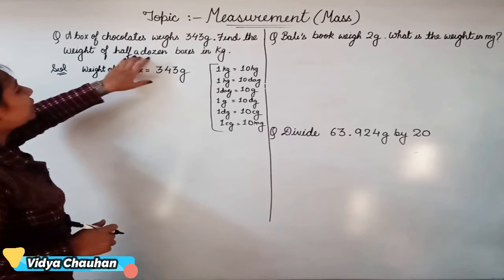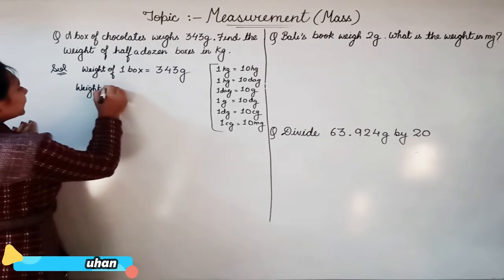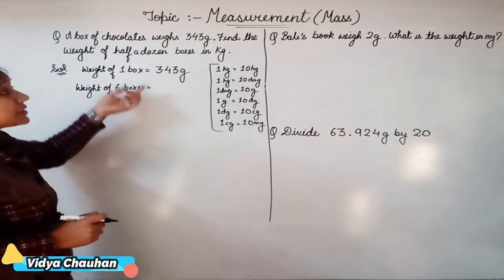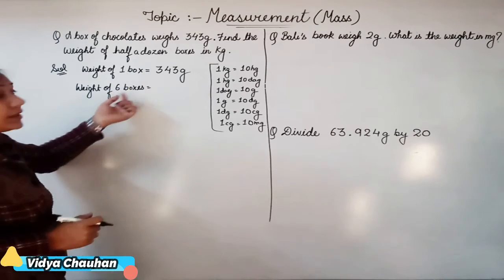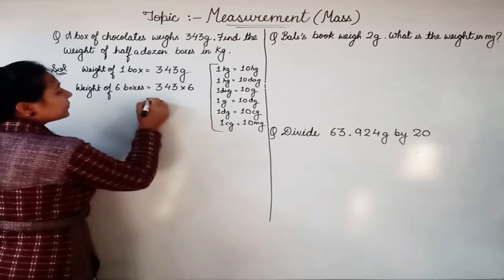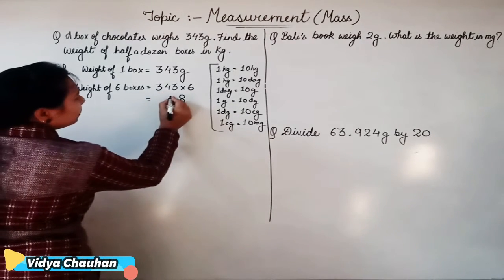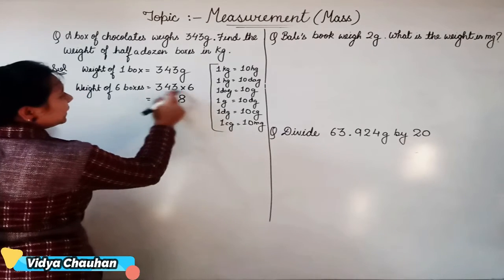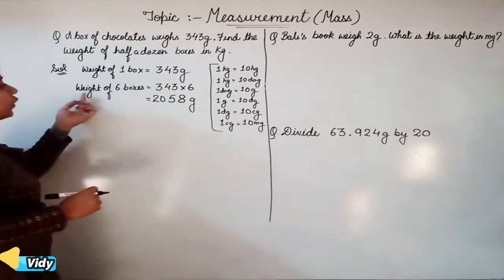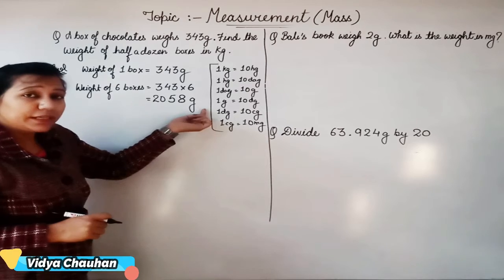We have to find the weight of half a dozen. Now, weight of 6 boxes. Why am I taking 6 boxes? Yes, we have already discussed. Half a dozen means 6. So 6 boxes is equal to 343 multiplied by 6. So that will be 6 3s are 18. 1 carry, 6 4s are 24, plus 1 is 25. 2 carry, 6 3s are 18 and 2 is 20. That means the weight of 6 boxes is 2058 grams. That is in grams.